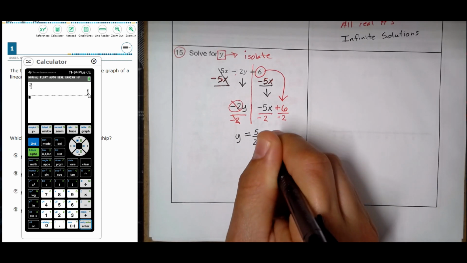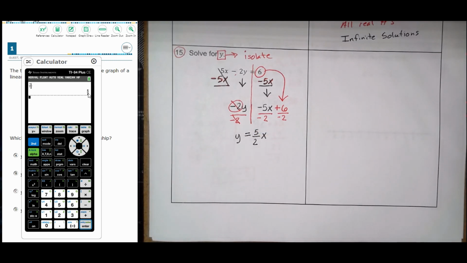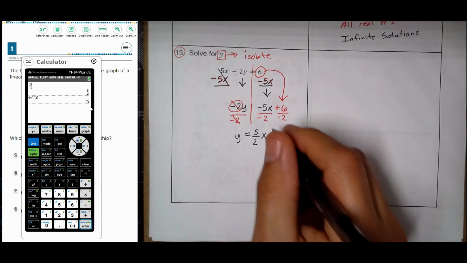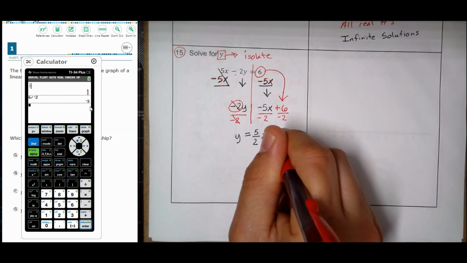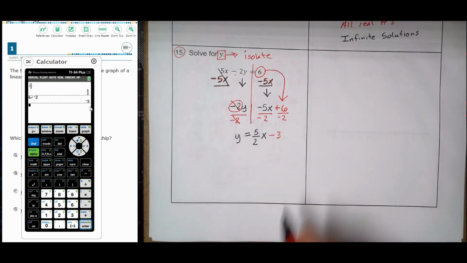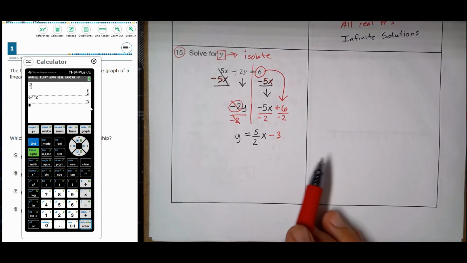So you have 5 over 2x. And then we have 6 divided by negative 2. So I'm going to go ahead and put 6 divided by negative 2. And that gave me negative 3. So that actually became an integer. So negative 3. We didn't have to deal with a fraction. And this is my final answer.